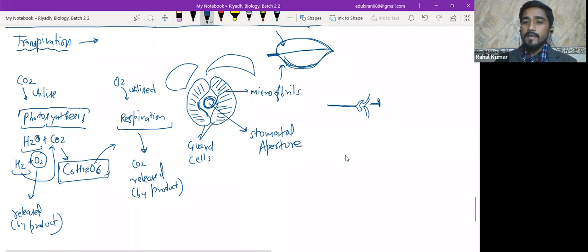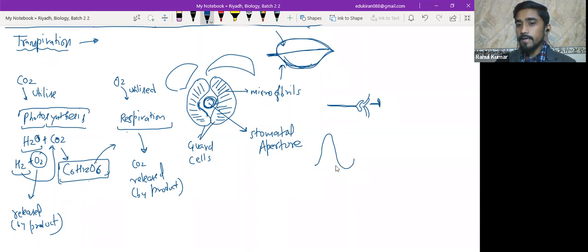So photosynthesis rate fluctuates. It's very high during the day and very low during the night. But respiration is overall the same. You understand? Because that's how metabolic activity works.